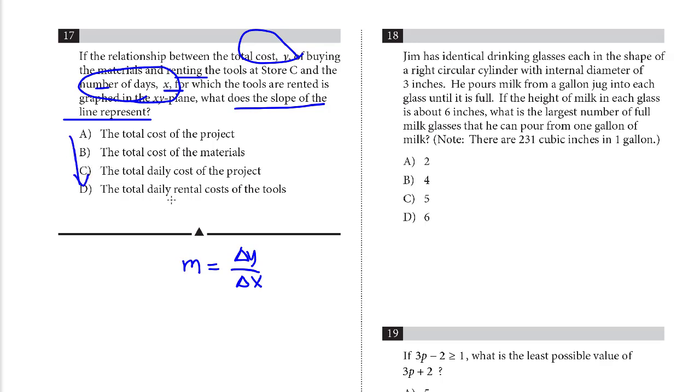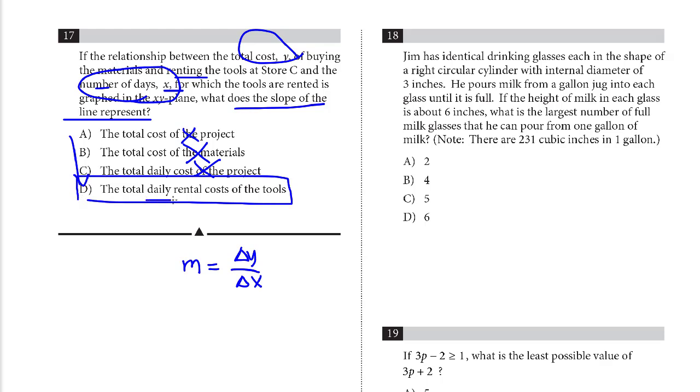Okay? So the slope will represent the cost of rental, not the fixed cost, but the daily rental cost of the equipment. So the total cost of the project, no. The total cost of the materials, no. The total daily cost of the project, no, because that includes the fixed amount. It's going to be the change in the cost, which is only going to be a function of the rental cost. So it's going to be the daily rental cost of the tools.